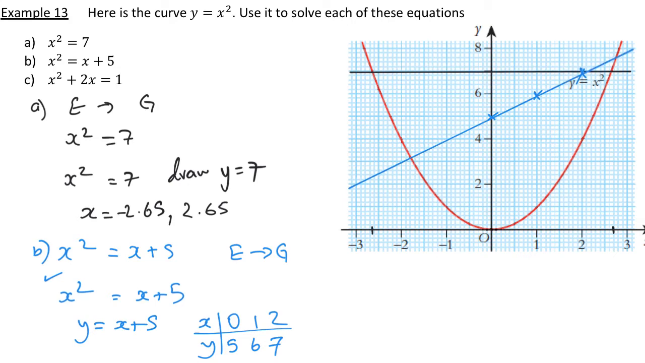And again, we see that the lines meet at 2 different points. The first of which is minus 1.8, and the second, which is at 2.8.